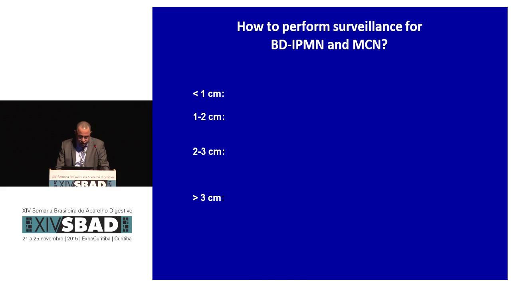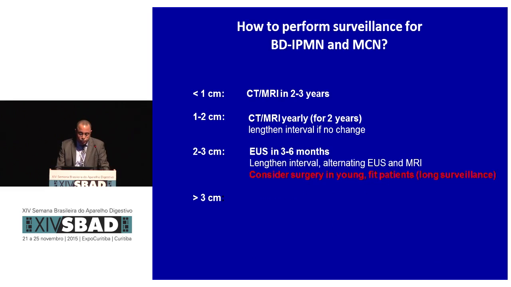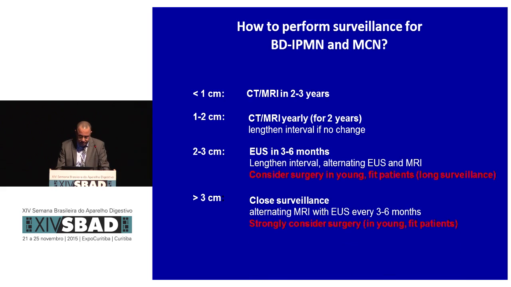In terms of patients we put in a surveillance program, let me summarize here. If the lesion is less than 1 centimeter, we do imaging every 2 to 3 years. If it's 1 to 2 centimeters, then CT and MRI yearly for 2 years, and if it's stable, then we can lengthen the interval. When the lesion is between 2 and 3 centimeters, we do EUS in 3 to 6 months. We lengthen the interval after the lesion is stable. Consider surgery in young, fit patients, so that they are not committed to long surveillance.